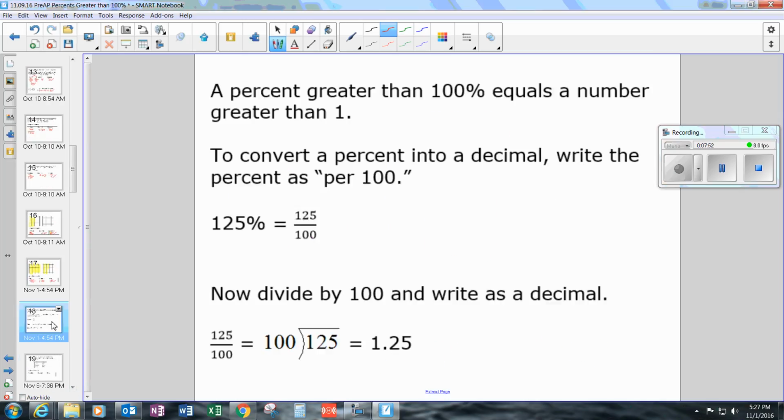So now that we got that, a percent greater than 100% equals a number greater than 1. To convert a percent into a decimal, you write the percent as per 100. For example, if you have 125%, it's per 100, or 125 per 100. Now, you have to turn this into a decimal. Can you turn this fraction into a decimal by dividing 125 by 100? You get 1 and 25 hundredths.